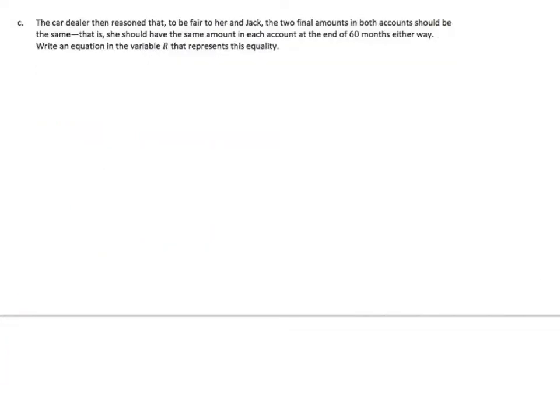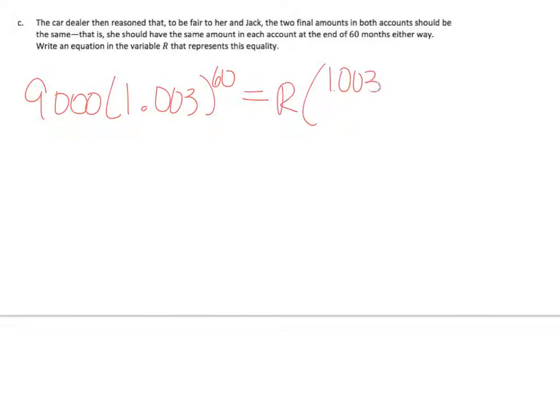So the car dealer then reasoned that to be fair to her and Jack, the two final amounts in both accounts should be the same. That is, she should have the same amount in each account at the end of 60 months, either way. Write an equation in the variable r that represents this equality. So what we did in the beginning, which was the 9,000 times 1.003 to the 60, should be equal to this equation, R times 1.003 to the 60 minus 1 over 0.003. So those should be equal, which means we can solve for r, right?